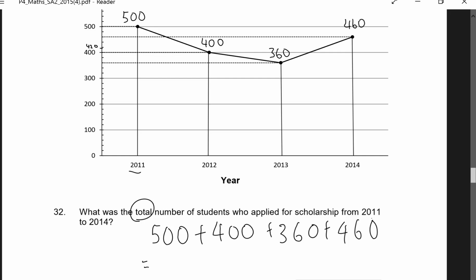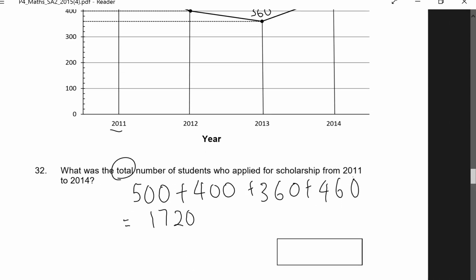Now I'm going to trust that you know your additions well. So do your workings in the exams carefully and slowly. You can do it one by one. No problem, 2 marks is worth it. Alright, answer 1720.